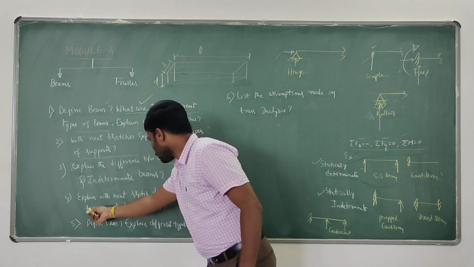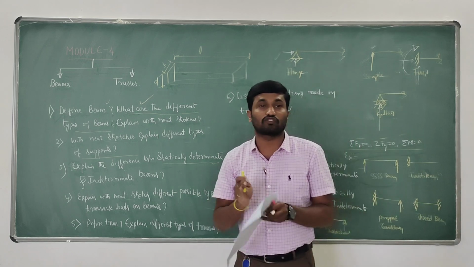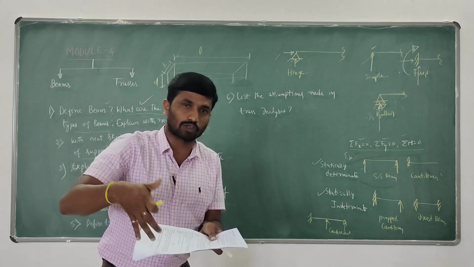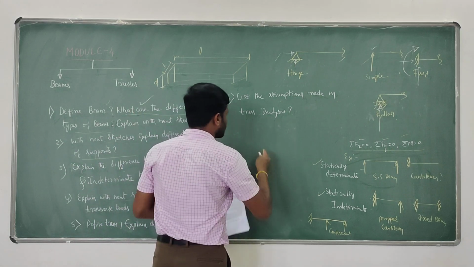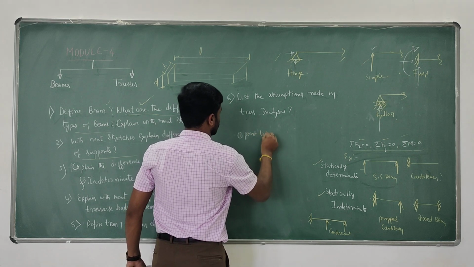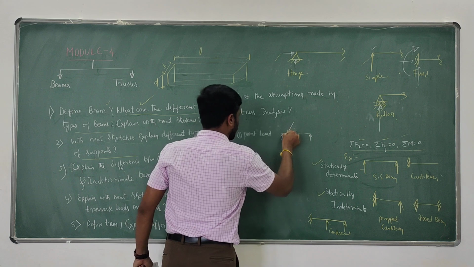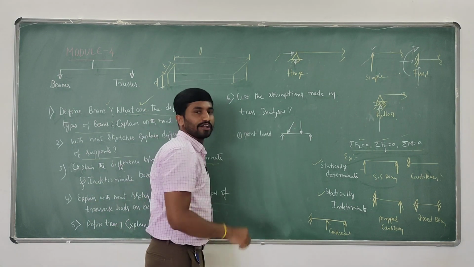Next, explain with neat sketches different possible types of transverse load. The loads can act in the transverse direction, perpendicular. What are the different types of loads? It's very important. The first is point load. If it's a beam, the point load may be inclined or purely vertical. This is point load or concentrated load.